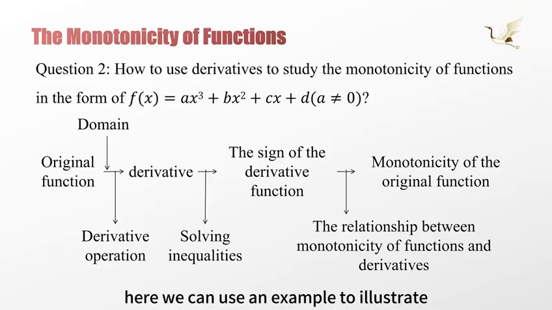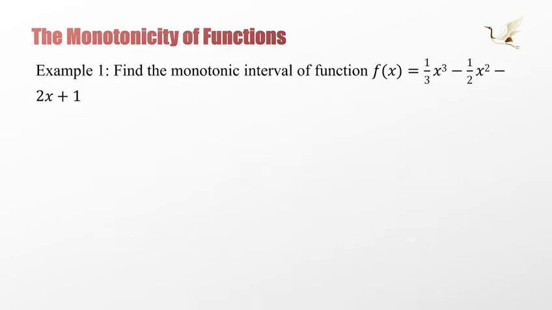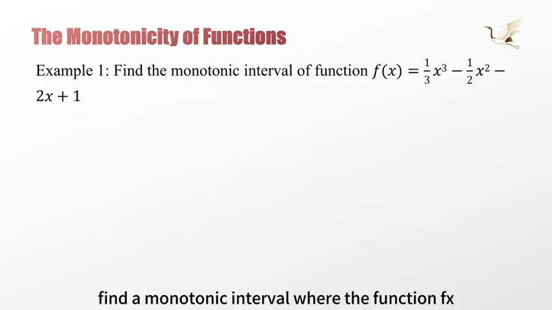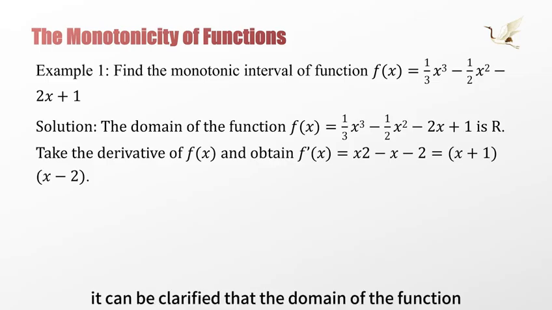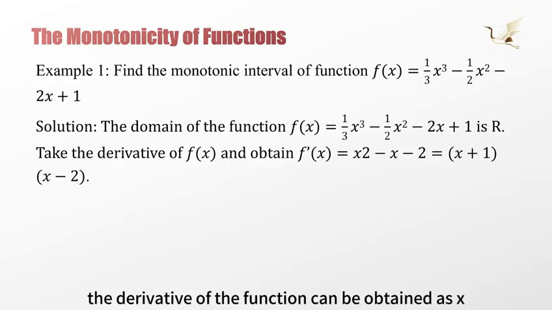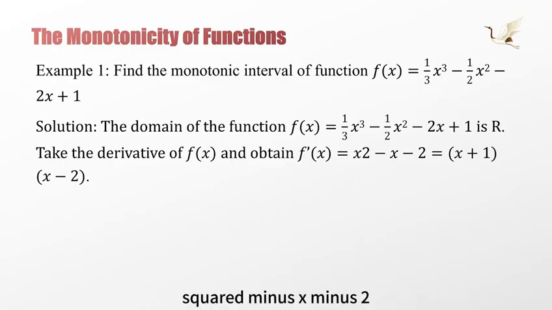Here we can use an example to illustrate. Please take a look at example 1. Find the monotonic intervals of the function f(x) equals 1/3 x cubed minus 1/2 x squared minus 2x plus 1. Combining the ideas just now, firstly, the domain of the function is R. Then, the derivative of the function is x squared minus x minus 2. We can factorize it to get (x plus 1) times (x minus 2).